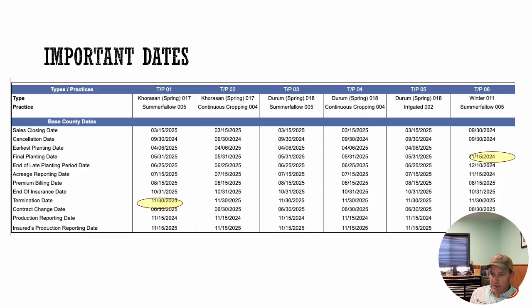We definitely don't want to miss that date. That's a hard one to fix. And then your winter wheat, you actually have till November 15th to get that seeded before we start having yield reductions. You have to seed it by October 30th to still have the winter option on there.